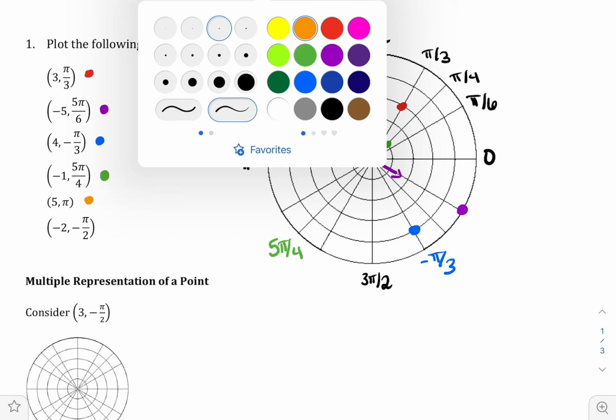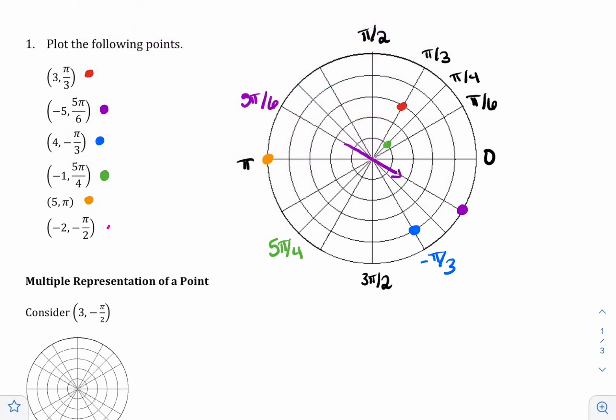And then I have negative pi over 2, negative 2. So negative pi over 2 is 3 pi over 2. They are the same angle. And then negative 2 means that I'm going to walk backwards. So I'm actually going to walk towards pi over 2. So here's my point. So here are my 6 points.